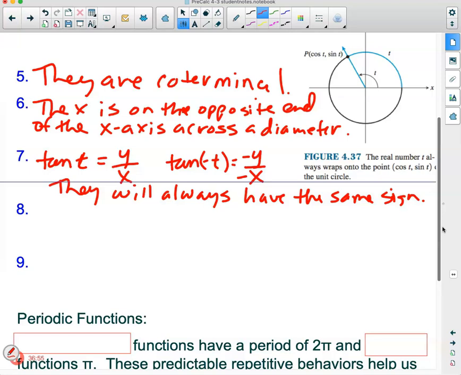Number 8, since I scrolled too far. The sum cosine of t squared plus sine of t squared always equals 1. Well, yeah, because we know x squared plus y squared equals r squared. And we just got done saying on the unit circle we're always going to make r equal to 1. So x squared plus y squared equals 1. Makes perfect sense with the radius of 1.